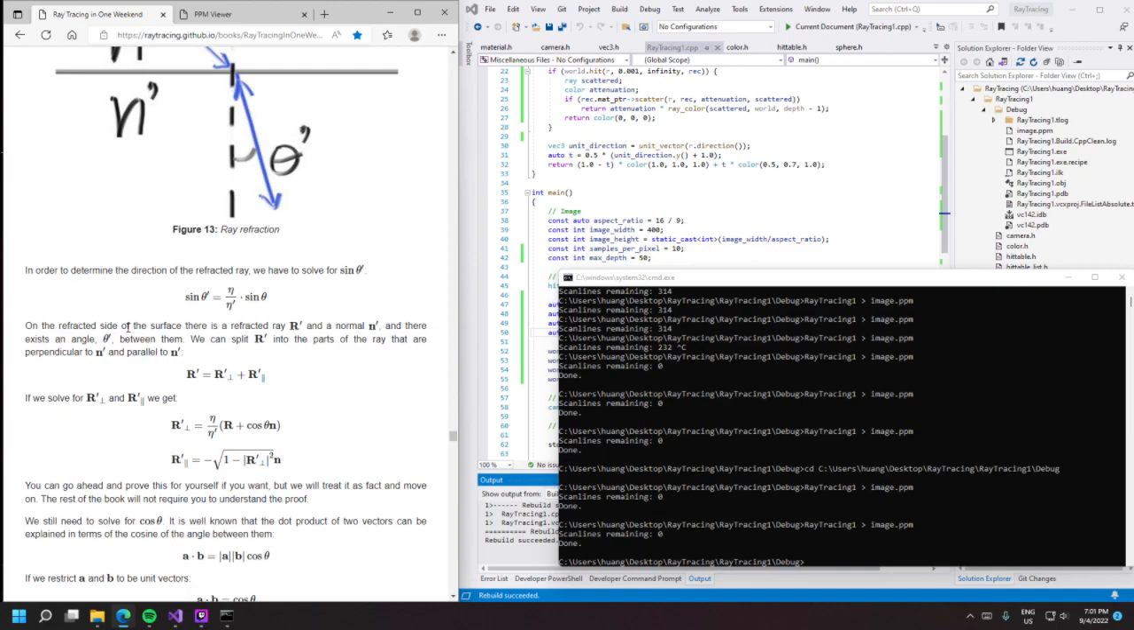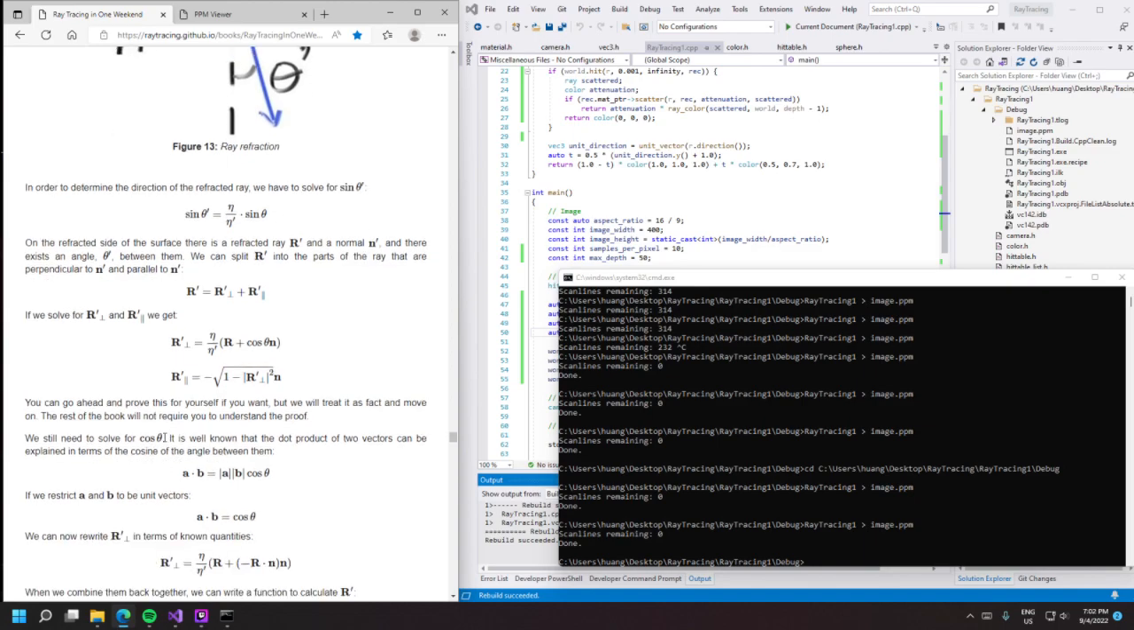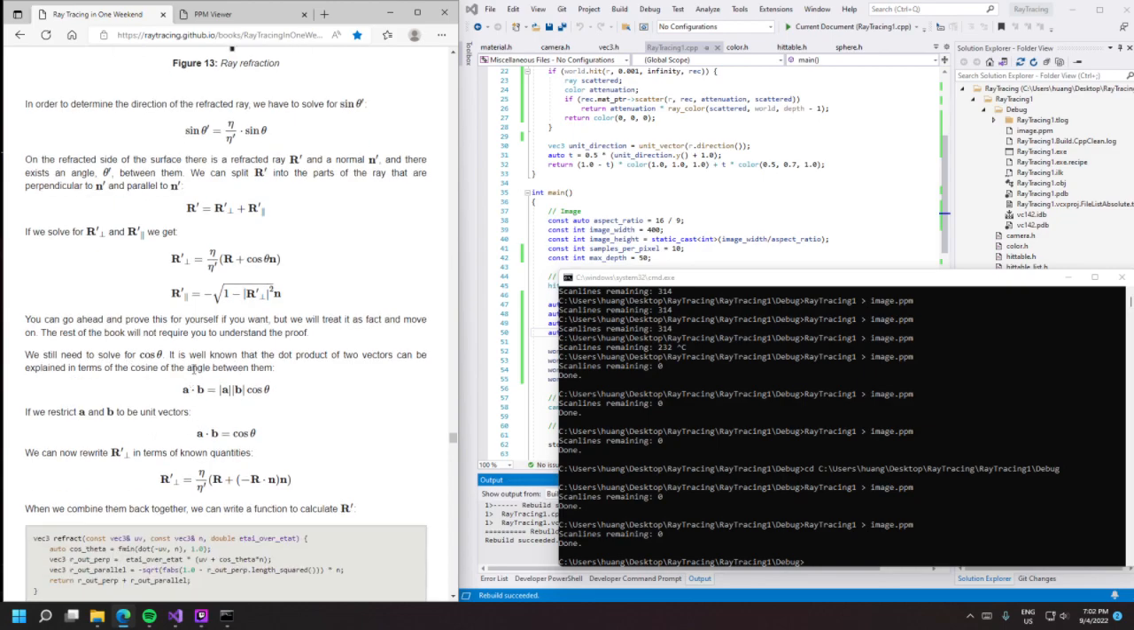On the refracted side of the surface, there's a refracted ray R prime and a normal n, and there exists an angle between them. We can split R prime into the part of the ray that is perpendicular to n and parallel to n. Yes. And if we solve for them, we basically get the perpendicular part, and this is the Pythagorean theorem. Can go ahead and prove this. We don't need to prove this because let's just continue. We still need to solve for cosine.